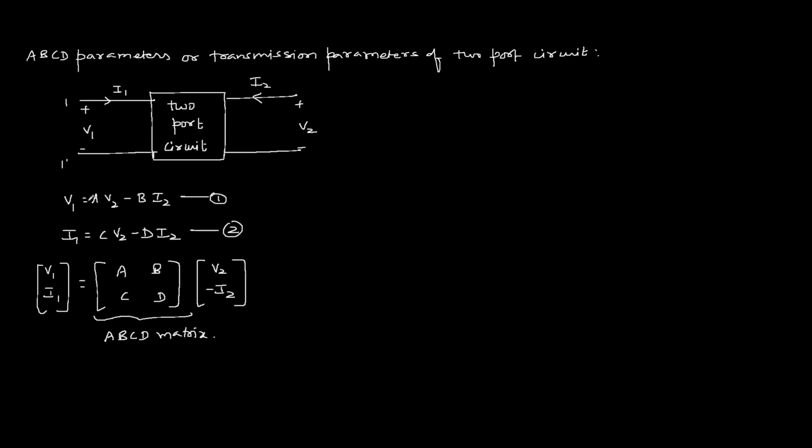Now here A is the ratio of V1 to V2 when I2 is 0, or port 2 is open circuited. This is the ratio of two voltages, so it is a unitless quantity, and it is called reverse voltage gain when port 2 is open circuited.